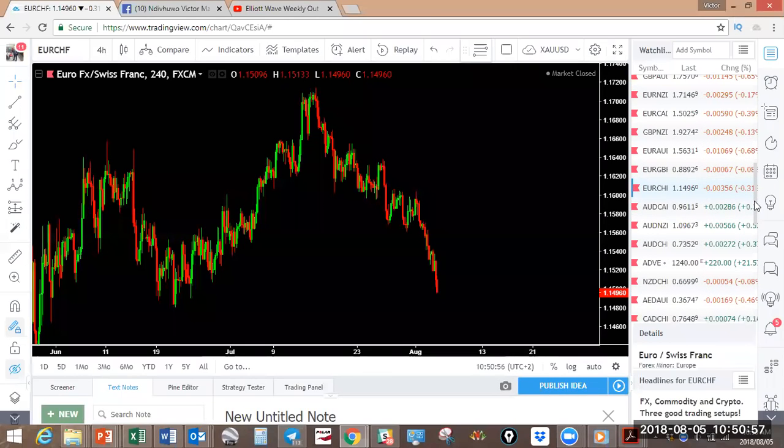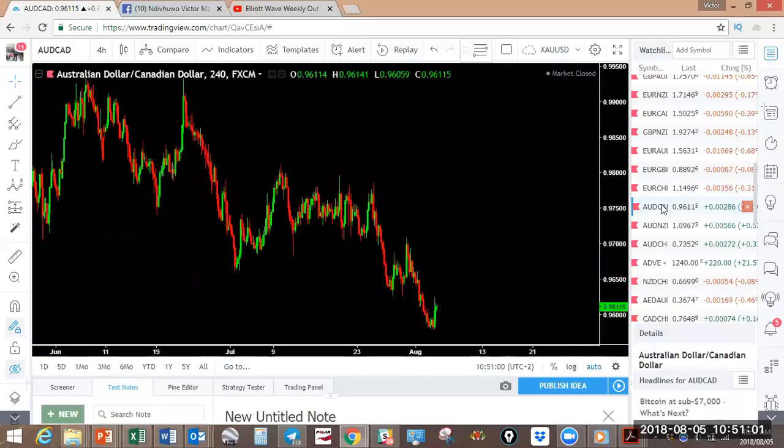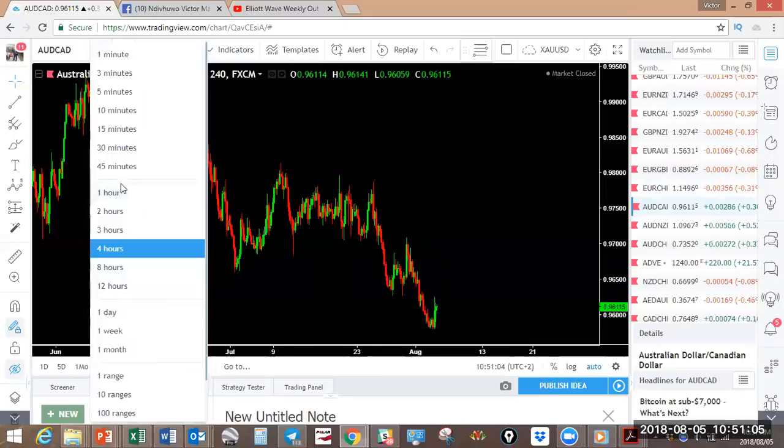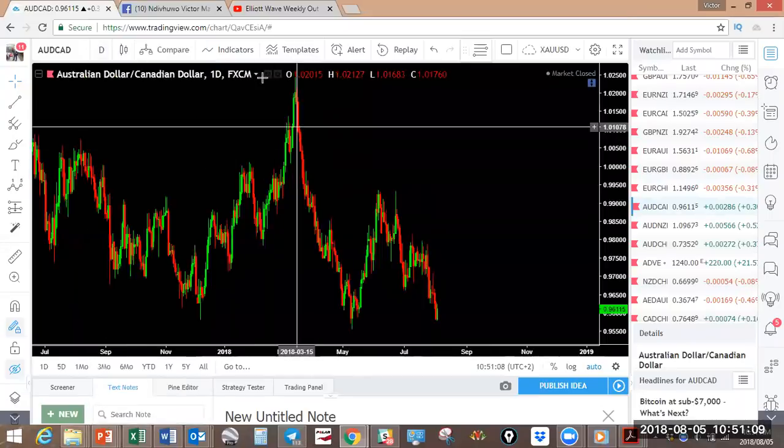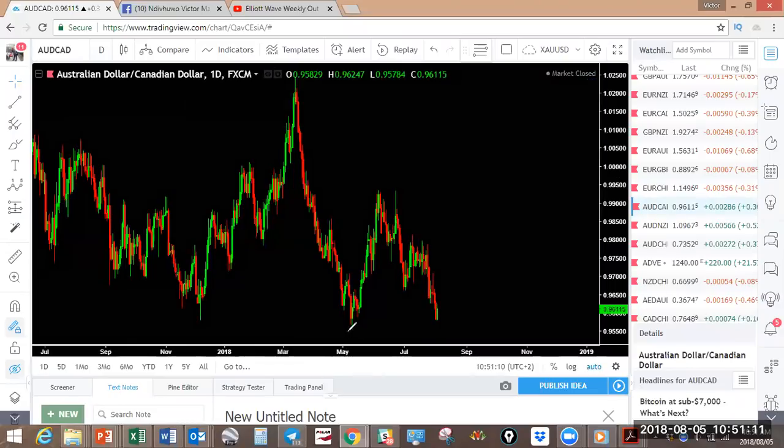All right, so I think that concludes all the pairs here. So let's just look at some of the CAD and the AUD pairs. If we're just looking here on the daily, see if we're gonna have any sort of bounce on AUDCAD. I'm expecting a bounce to the upside. Not quite. I want it to come and test this level before we get any kind of bounce to the upside. Okay, so let's see what happens.